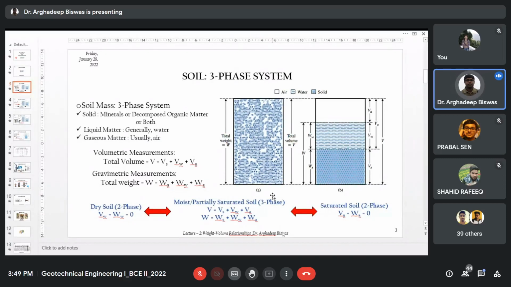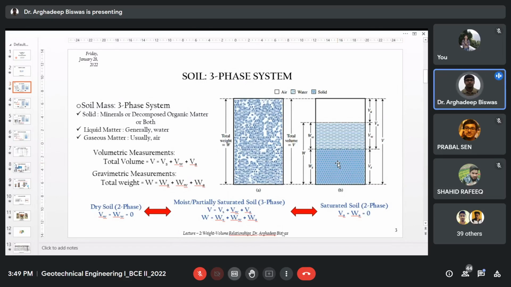Now in the other case, what can happen is that this air void can be occupied with water. So this air void can be filled up with water. In that case, the entire void, where water or air can be there, the entire space will be occupied with water. In that case, what we will say? We will say the soil is saturated. Here, saturated means the void spaces within the soil mass, within the solid particles, are completely filled with water.